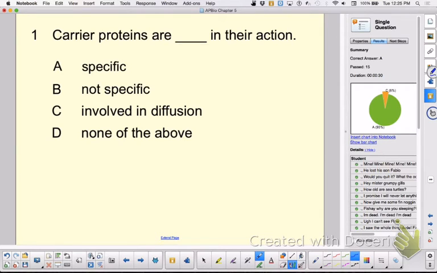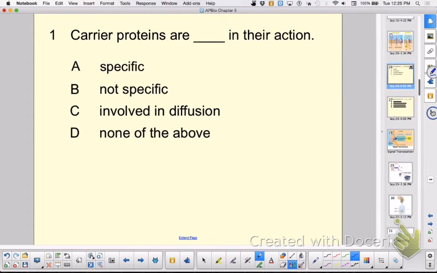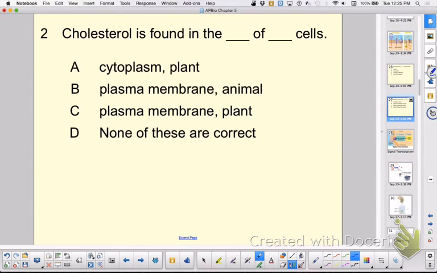Carrier proteins are always specific. Cholesterol is found in the what? Plasma membrane of animal cells. Sorry, I just wanted to go fast on that one.